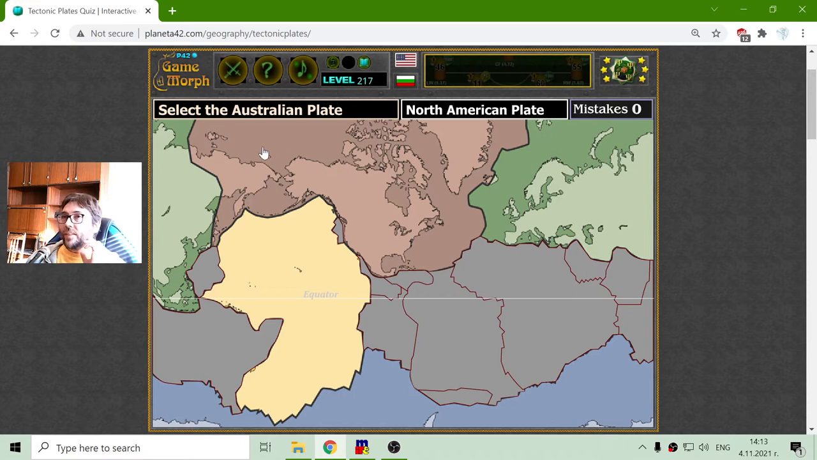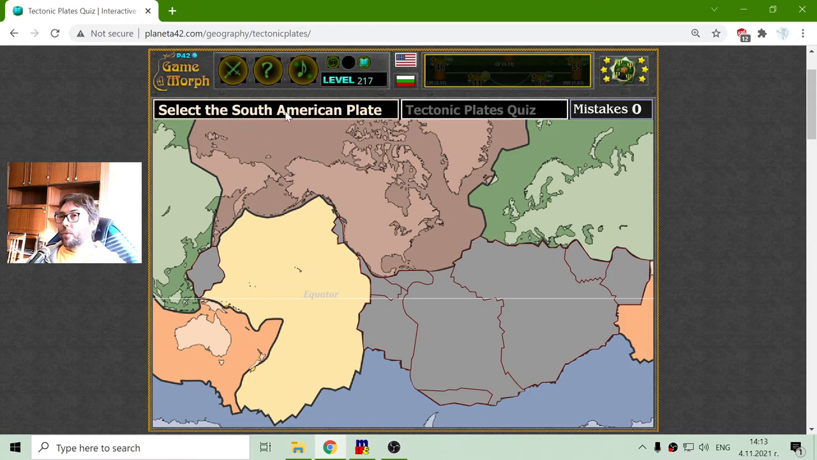And now let's see. Australian plate. I know where it is, right here. And this map is actually, I believe, from Wikipedia. So it is an exercise over data from Wikipedia.